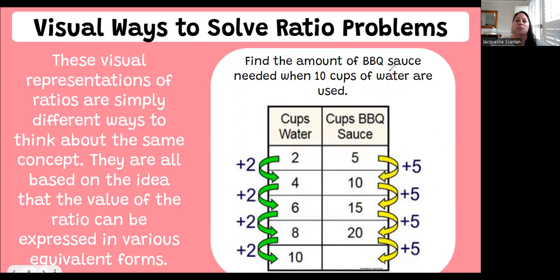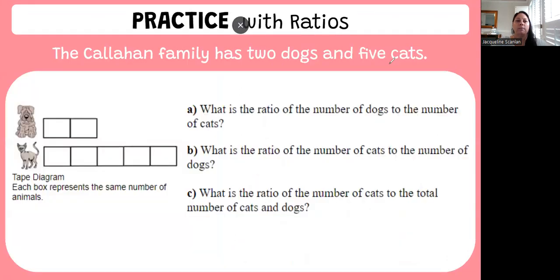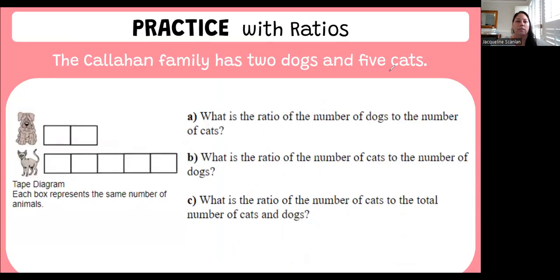All right, let's practice with it. This would be an example of a homework question you would get. It says the Callahan family has 2 dogs and 5 cats. All right, so you can see that representation is being shown over here visually. The 2 boxes represent the number of dogs that the Callahan family has. And the number of cats they have is represented by those boxes as well. So you can see that there are 5 cats.